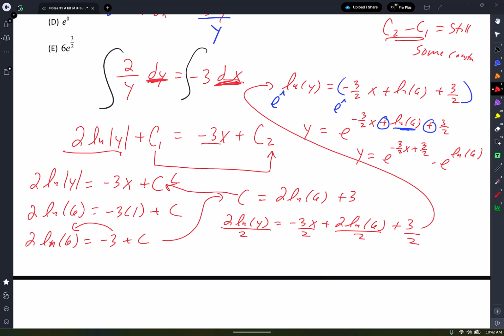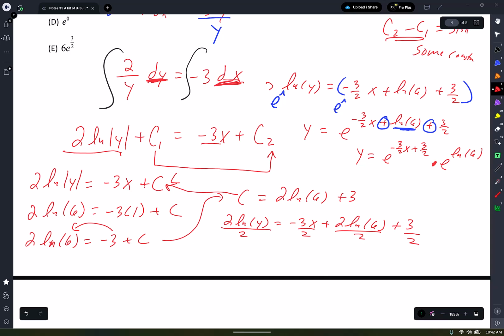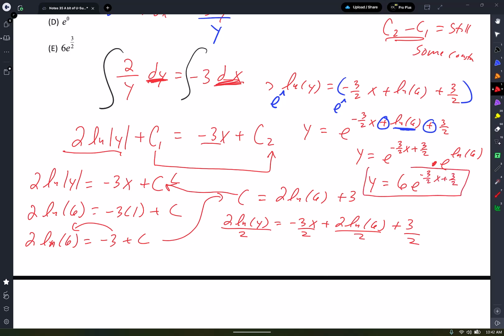So then can't we just say that it's equal to -6? That's a dot. It's 6. So now I have y equals 6 e to the negative 3 halves x plus 3 halves. That is my final equation.